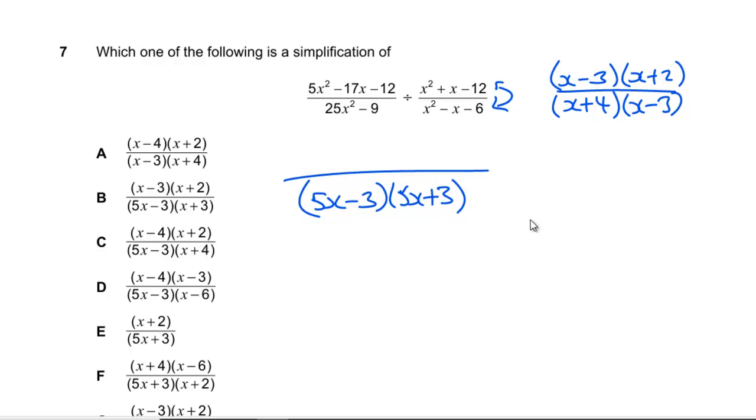So they're bound to want that to cancel with something on the top. So it makes it easier to factorise, doesn't it? We're going to have a minus 4 there, and a plus 3. That will work. So what's cancelling? That cancels with that. That cancels with that. And we're left with x minus 4, x plus 2 on the top, and 5x minus 3, x plus 4 on the bottom, so C.